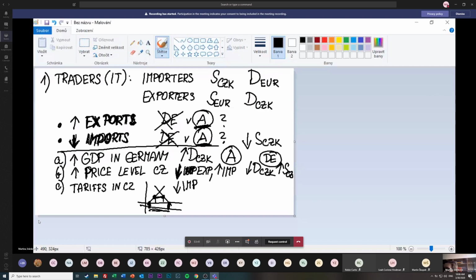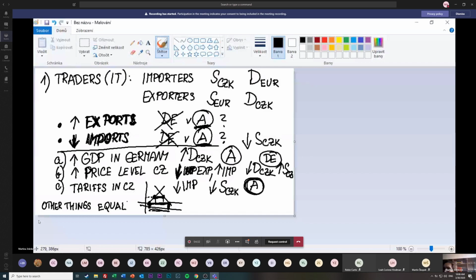So importers are offering Czech crowns. So there is decrease in the supply of the Czech crown. So there will be appreciation of the domestic currency, other things equal. Other things equal means that we always assess just one factor because we want to learn it, how it works.